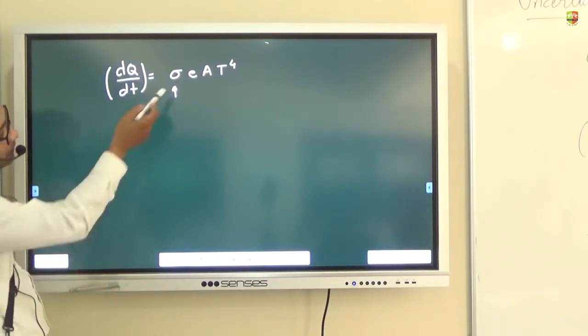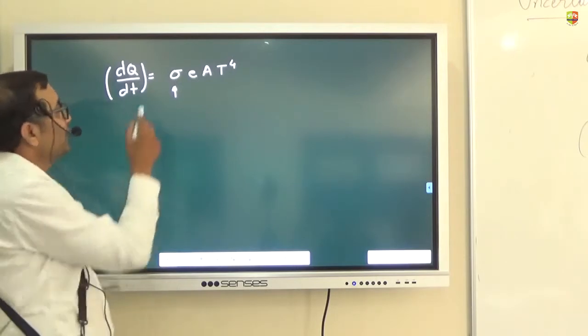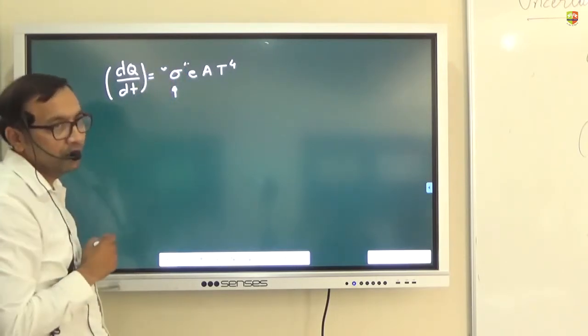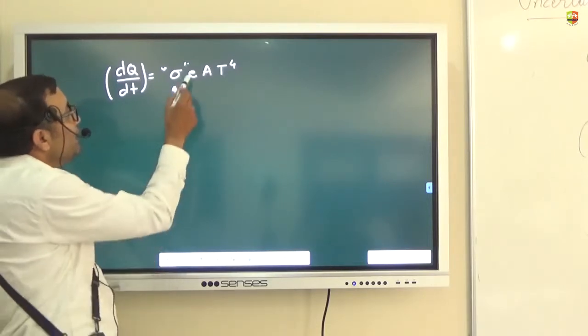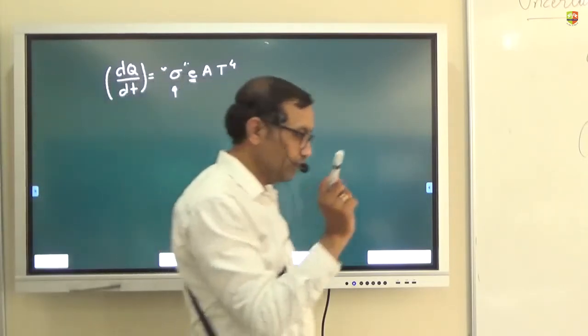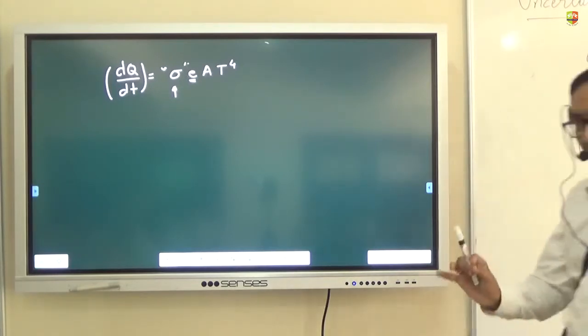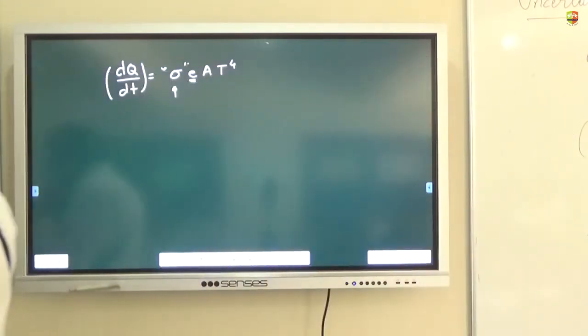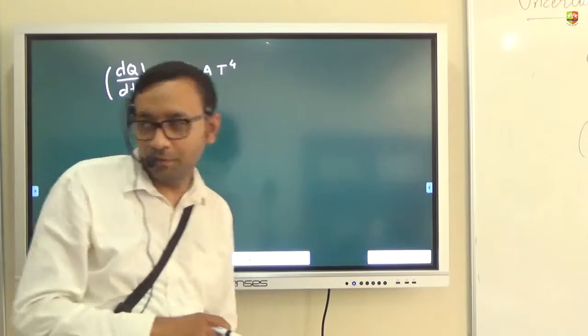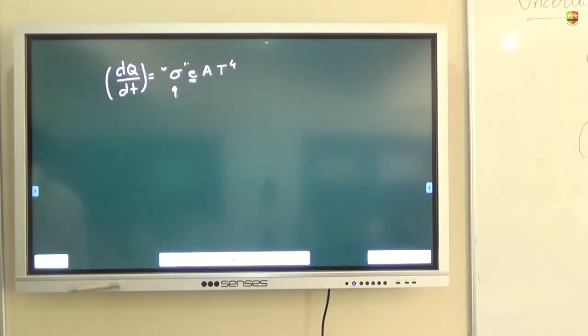Can you find out the dimension now? Now that I have given you this formula, find out the dimension of Stefan's constant, sigma. All of you, try this out. E is dimensionless. E is a ratio. It's a dimensionless quantity. Find out. Yes, A is area, T is temperature, dQ by dt is the rate at which heat is flowing. Heat energy is flowing. Flowing could be the wrong word, radiated is the proper word. Rate at which energy is radiated. So all of you solve this. T is temperature.